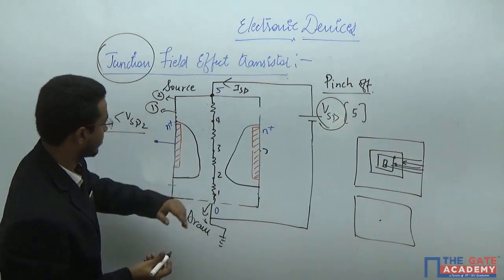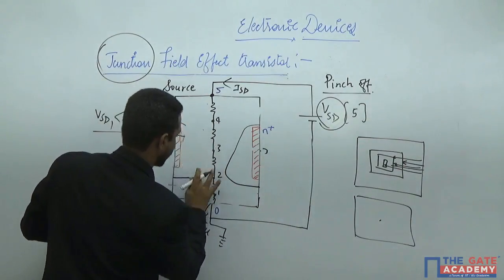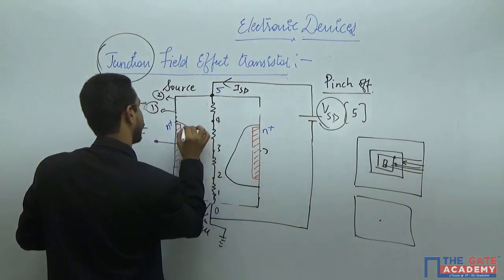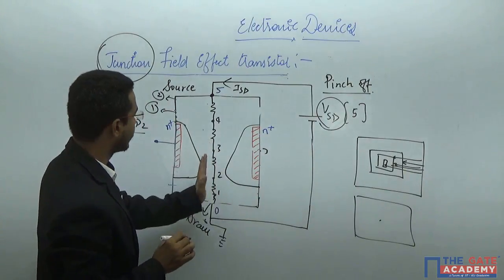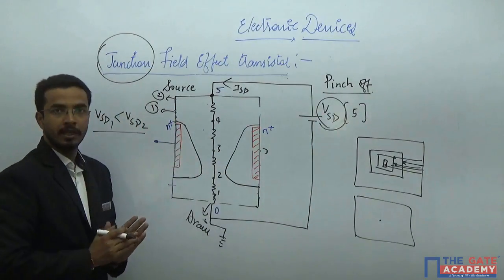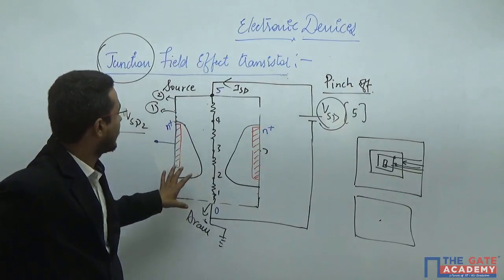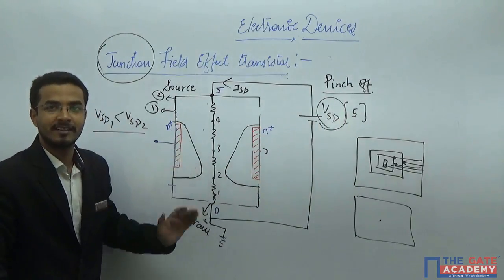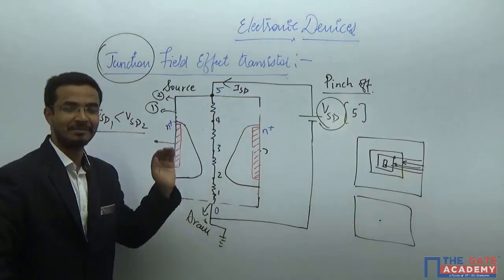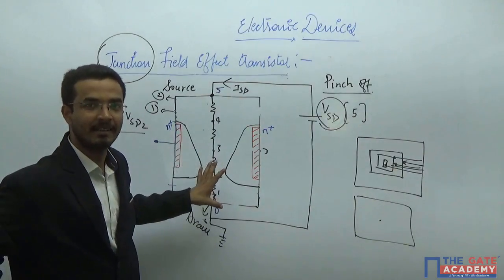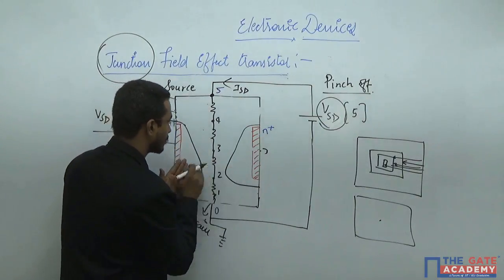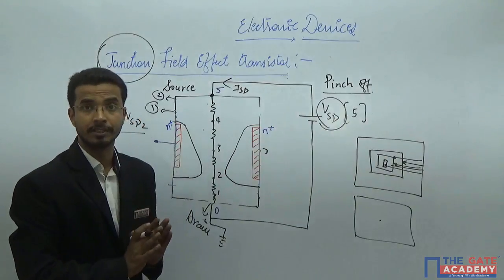And the device will look something like this. I am drawing it a little carefully, like this, and it is symmetrical. If you are not able to see the symmetry, that means my drawing is poor. But you have to assume that these two shapes are symmetrical in nature.